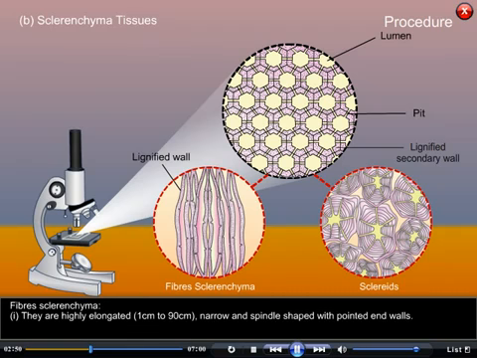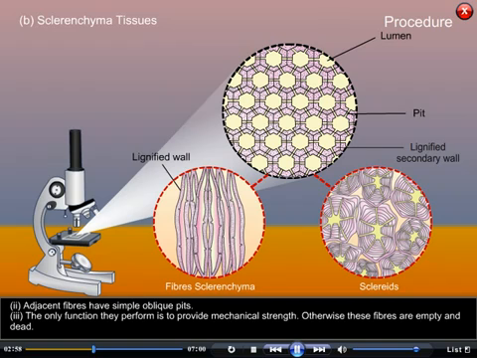Fibrous sclerenchyma. 1. They are highly elongated, narrow, and spindle-shaped with pointed end walls. 2. Adjacent fibers have simple oblique pits. 3. The only function they perform is to provide mechanical strength. Otherwise, these fibers are empty and dead.